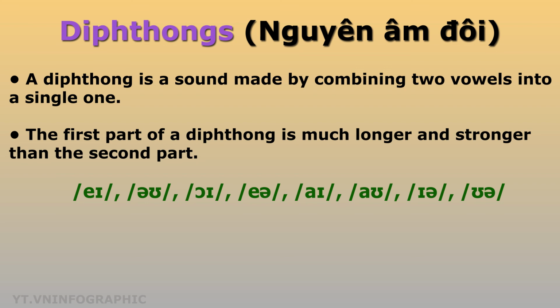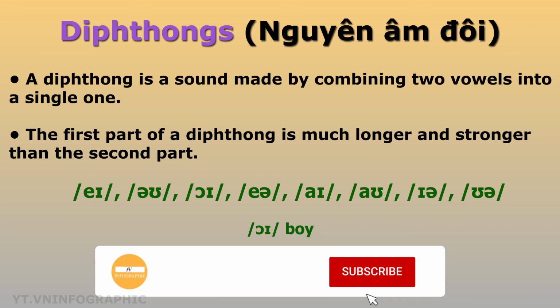Eight diphthongs: ei, ou, oi, ia, ai, au, ea, ua. A as in say. E as in egg and the E as in sheep.